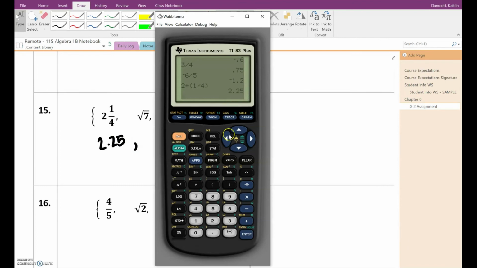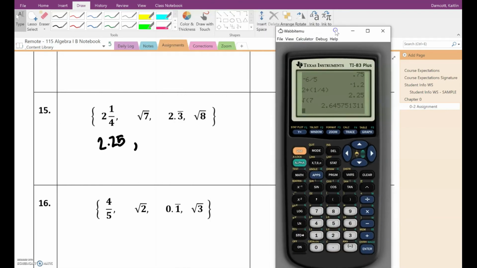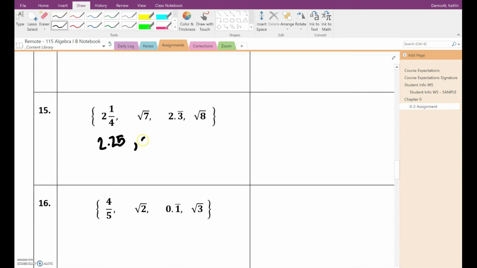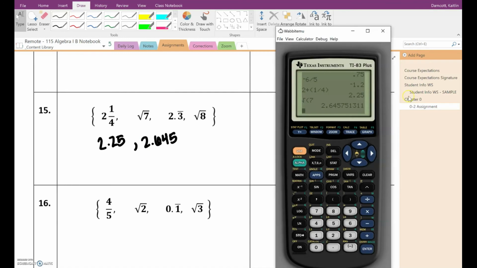I'll review how to do a square root. If you hit the second button and then the exponent squared button, that brings up the square root, and then you hit 7 and enter. So this is 2.645, and you can write all of these out.